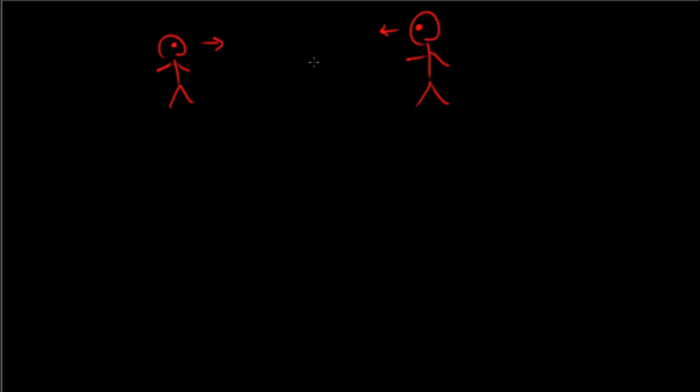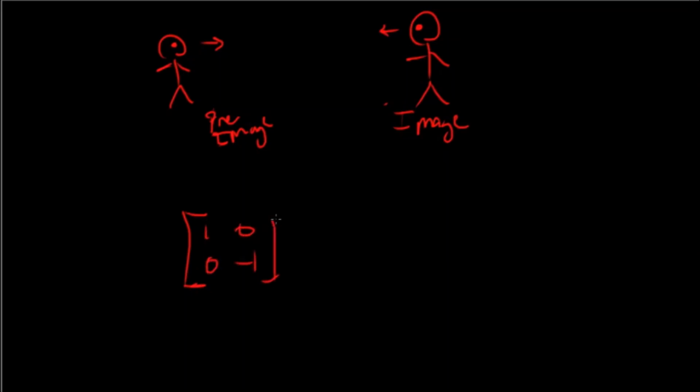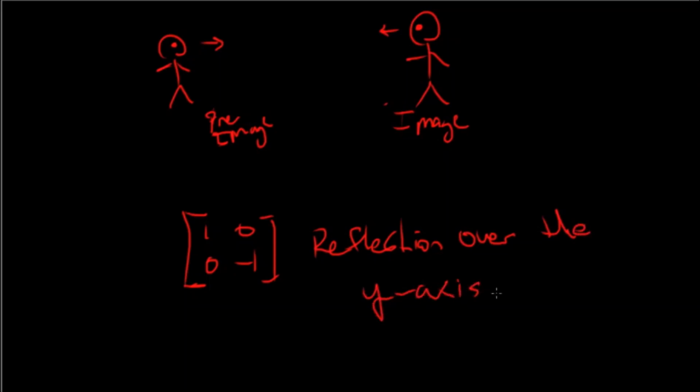But let's say this is the image that you wanted to create. You had an image right here, and you wanted to make it this. You had this pre-image, and you want to create this image. What do you do? Well, you take every single pixel on this character and you reflect it over some axis. So we want to reflect this over the y-axis. If I remember correctly, I believe we just showed that this is a reflection over the y-axis. So this is a really simple case, but it's going to expand, and we are going to be able to make much more complicated pictures.